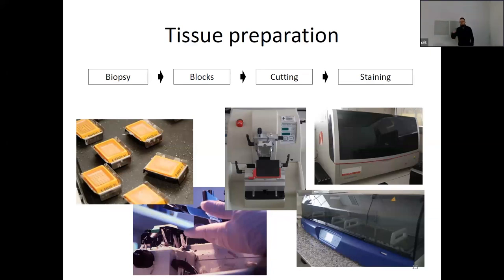Okay, but how are the whole tissues prepared? So first of all, there is a biopsy. It is taking the tissue from the patient with a needle, and then it is put in the paraffin blocks that are solidified in the cold temperature. Then they can be cut with the microtome. This is the microtome, this is the cutting. And then they are put on the water to make them flat. They are taken out on the glass slides, and then they are prepared for staining. So these are the automatic stainers that could be used for typical hematoxylin eosin staining or the immunohistochemical stain.